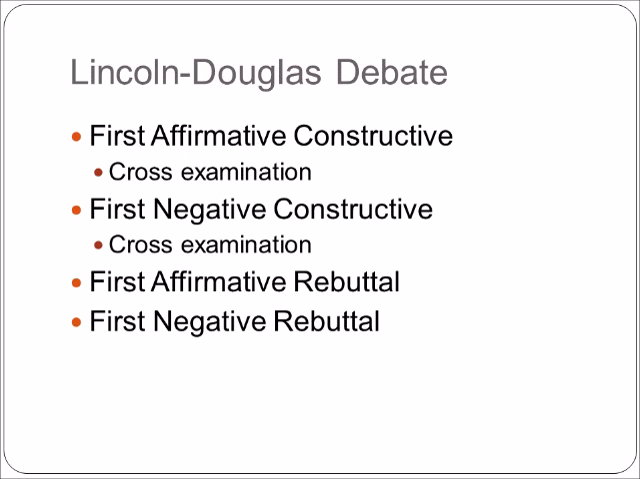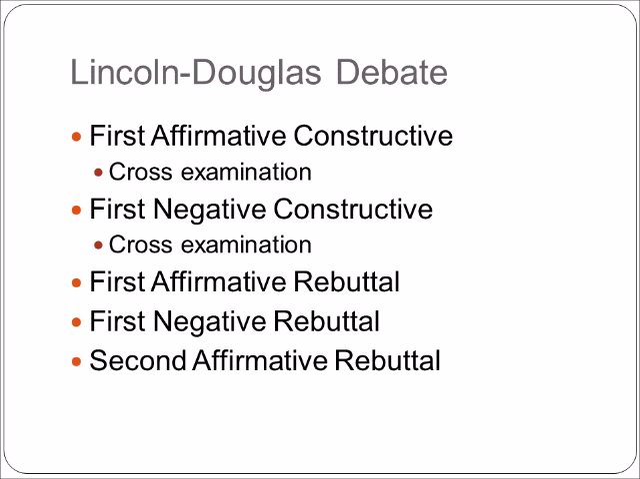The first negative rebuttal then allows the negative side to correct any misstatements of the affirmative rebuttal and to attempt to demonstrate that the affirmative has not adequately dismissed the objections of the negative side or has not adequately torn down a counter proposal. And then finally, the second affirmative rebuttal allows the affirmative side to summarize the debate and show the audience or judges how the affirmative side has demonstrated and proven the resolution or proposition.